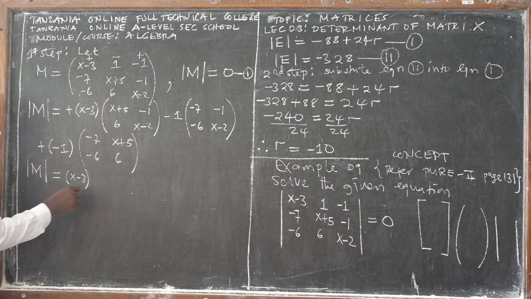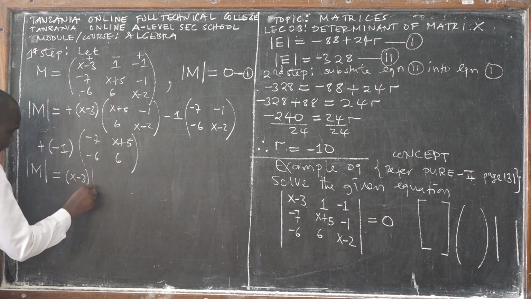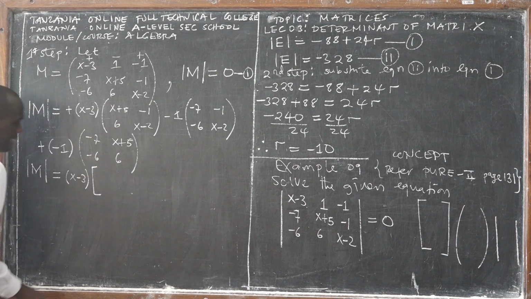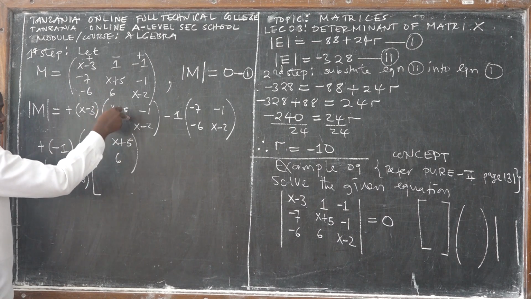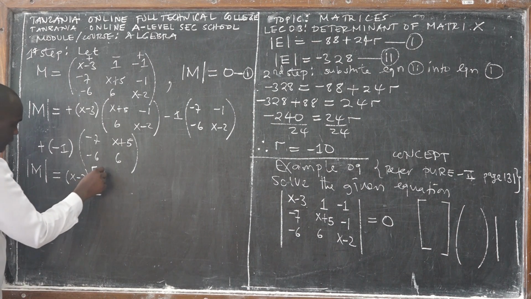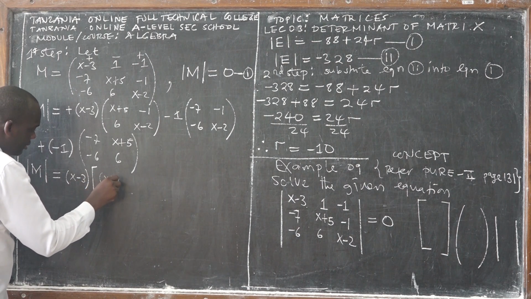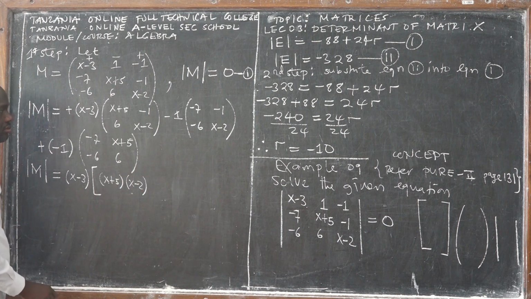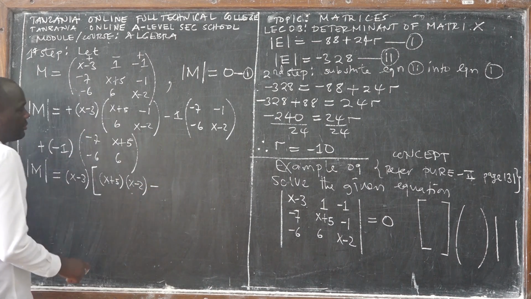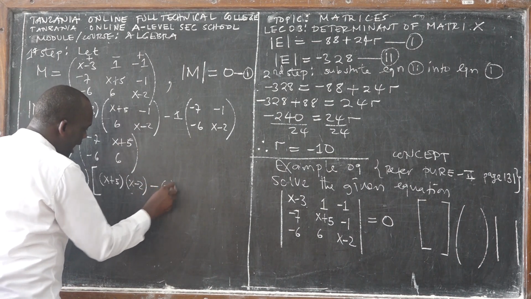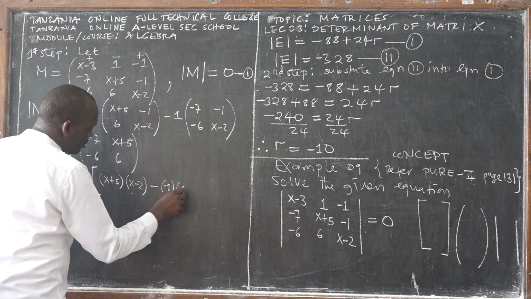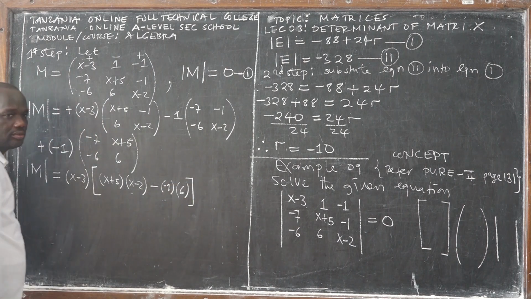Okay? Then next, what do we say? We say that we are going to have, let's say, the square bracket. Then this is the main diagonal. So the elements of the main diagonal are x plus 5 and x minus 2. So you have to take your x plus 5 multiplied by x minus 2. Okay? Then minus. And here we have negative 1 times positive 6. Then you close the square bracket.